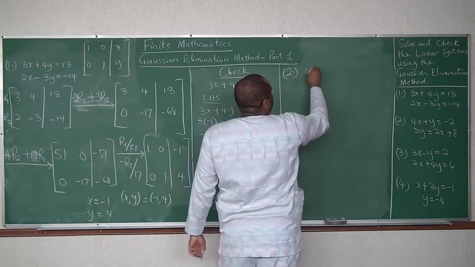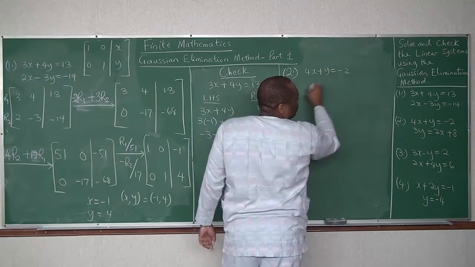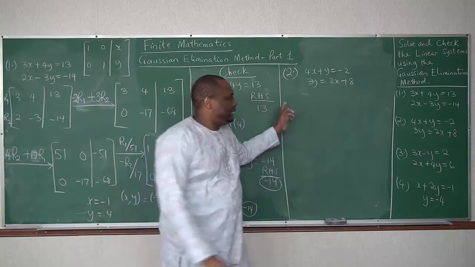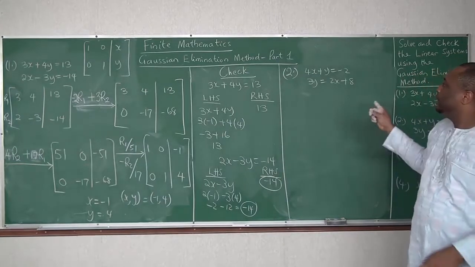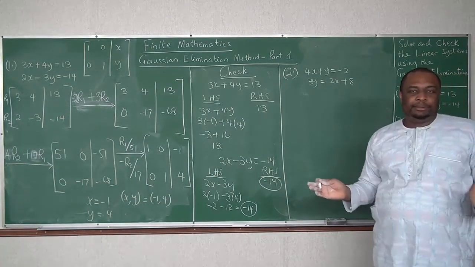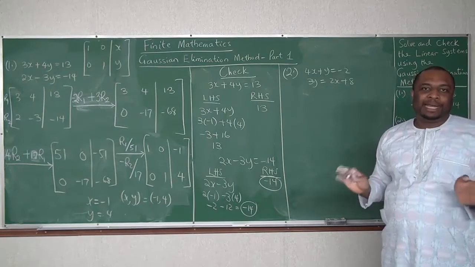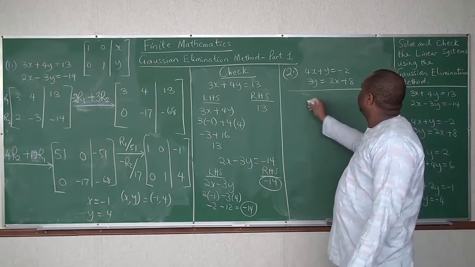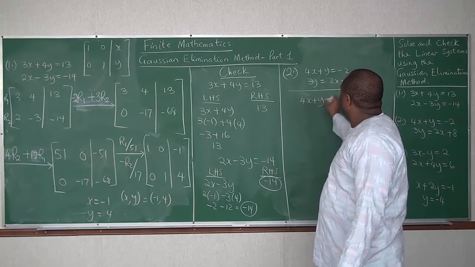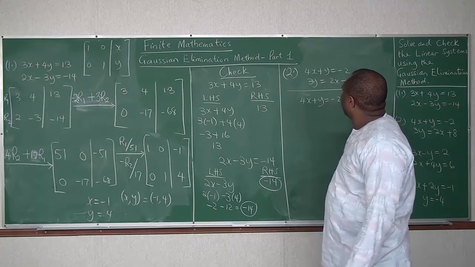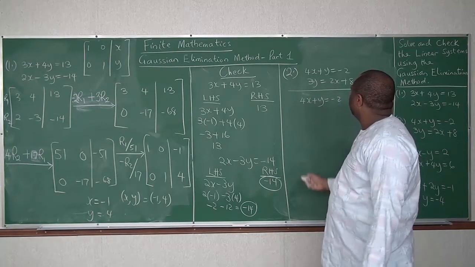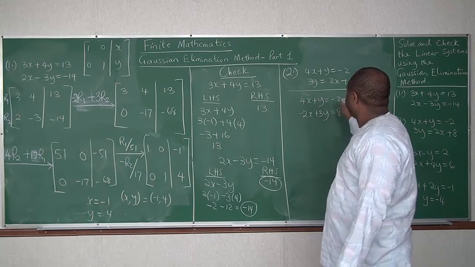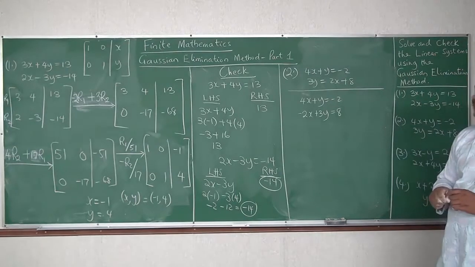Okay? Alright. Okay, let's do question 2. We have 4x plus y equal to negative 2, and 3y equal to 2x plus 8. Now if you look at this, the variables are complete, but they are not aligned. You've got to align it. If we do that, we have 4x plus y equal to negative 2. Then, if we bring this over, this will be minus 2x plus 3y equal to 8. Now it is aligned.